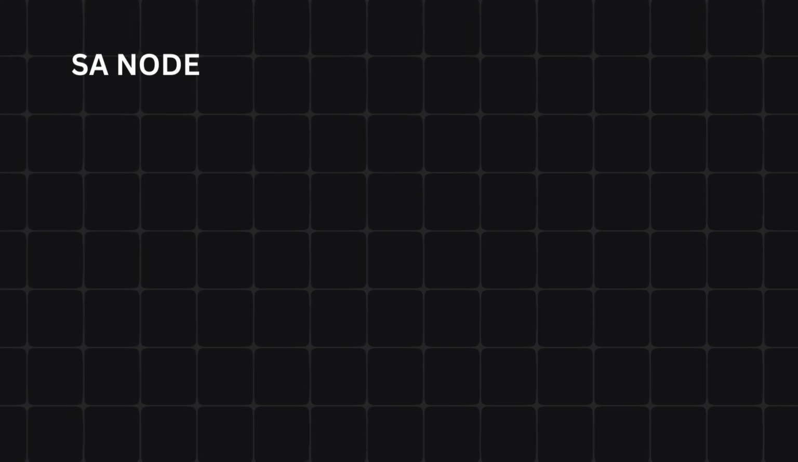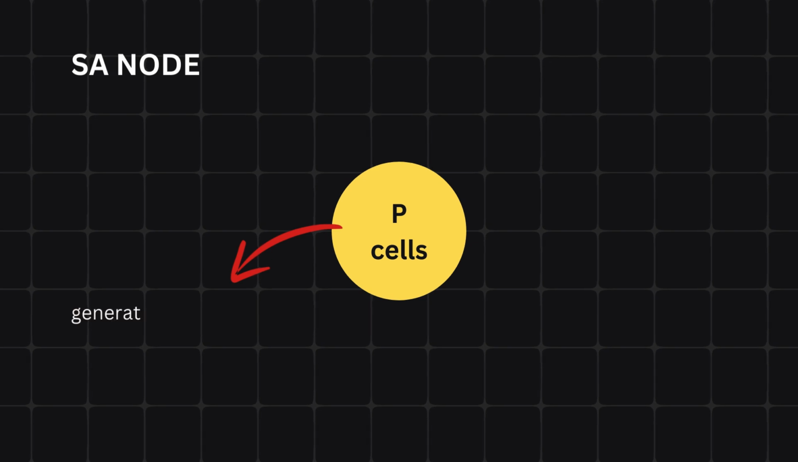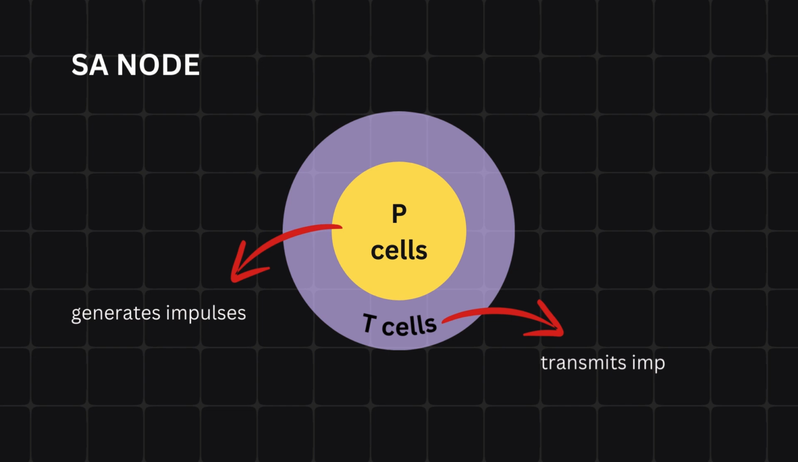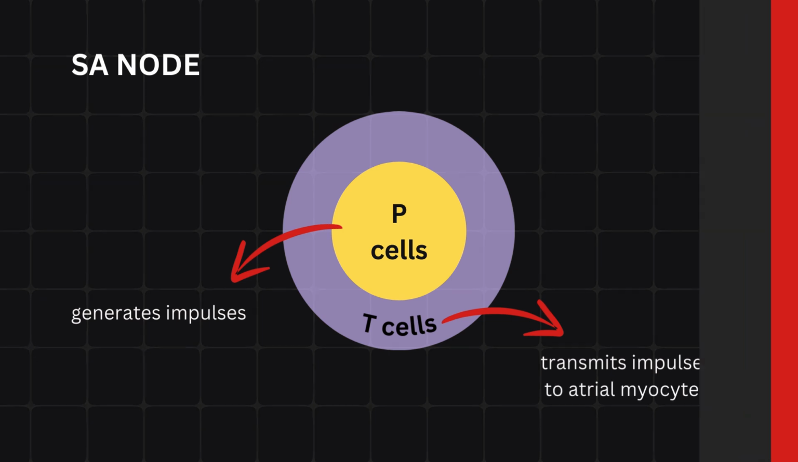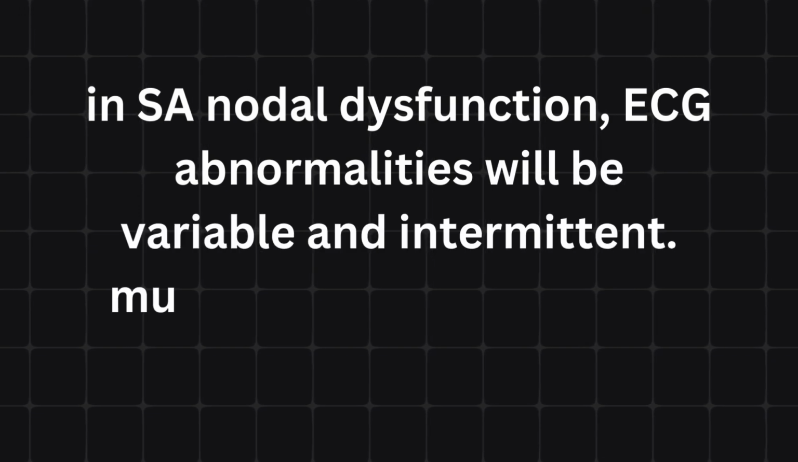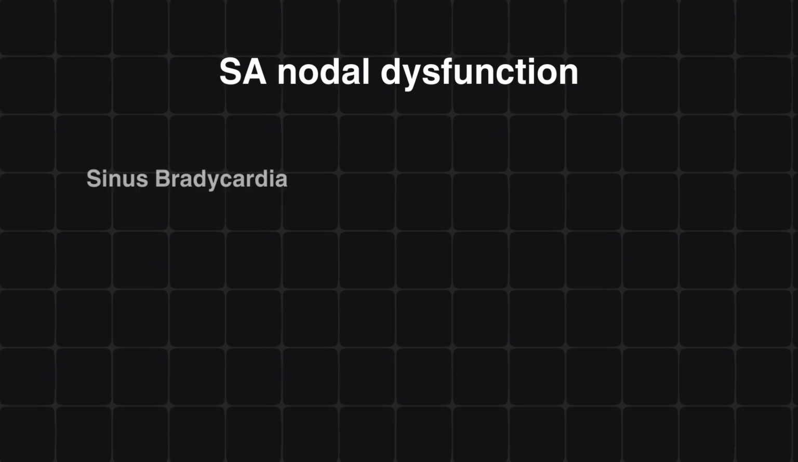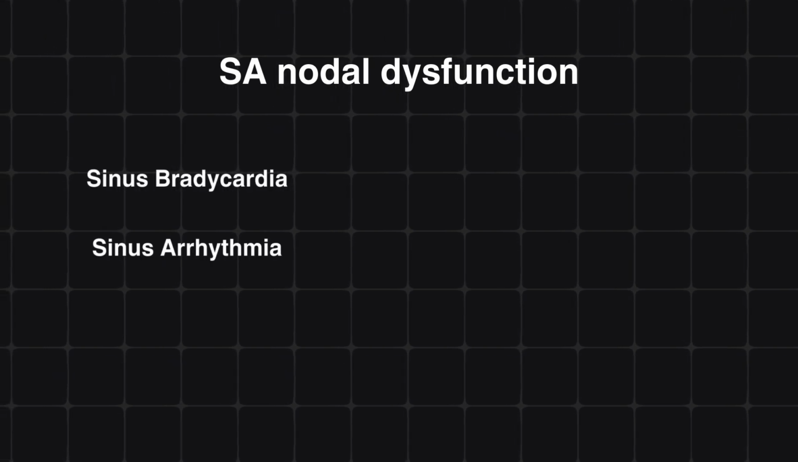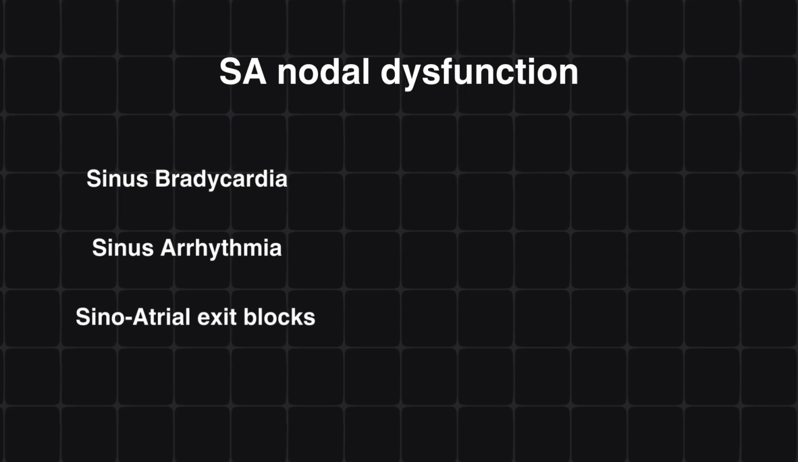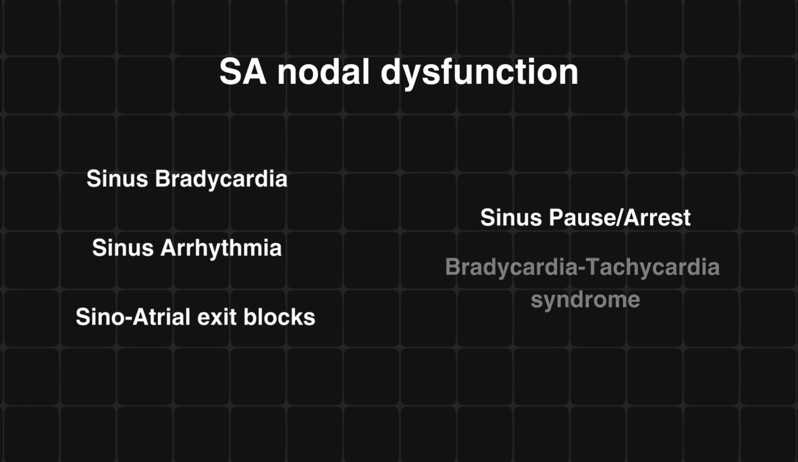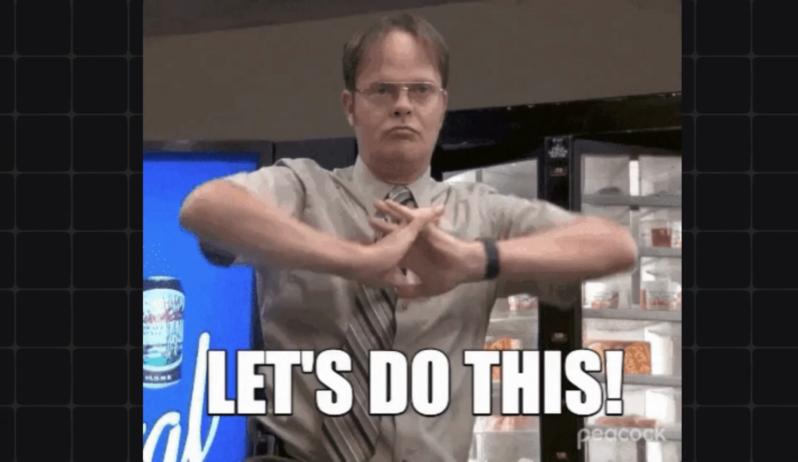The SA node primarily consists of two types of cells. The P cells, which generate the impulses, and the T cells, which transmit the generated impulse to the atrial myocytes. In SA nodal defects, ECG abnormalities can be variable and intermittent. Multiple ECG abnormalities can be seen in sinus node dysfunction, including sinus bradycardia, sinus arrhythmia, sino-atrial exit blocks, sinus arrest, and bradycardia-tachycardia syndrome. Let's learn how to interpret each of these in ECGs.